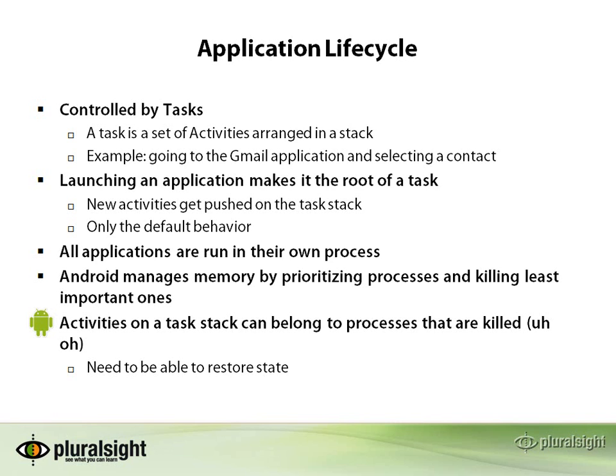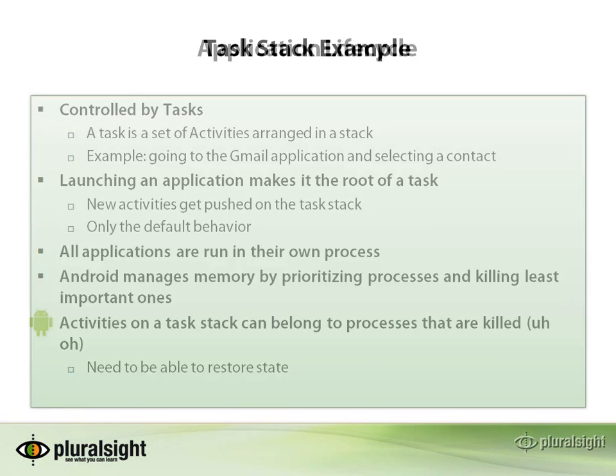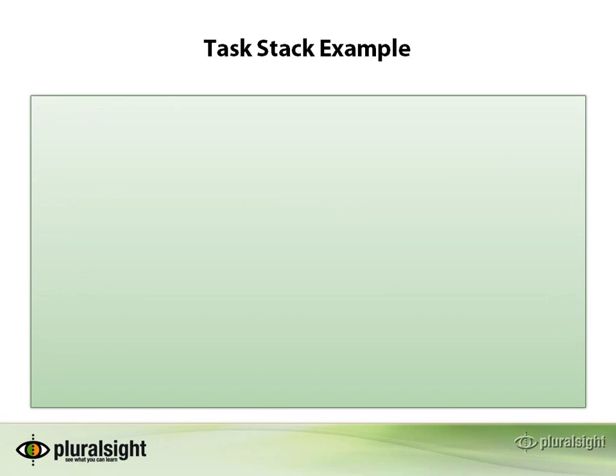So that task stack may have your Gmail application message and it may have your contacts. But when you go to contacts or you go somewhere else from contacts, it may need to kill that process that was running Gmail. So this could be a big uh-oh for us if we haven't thought about this. So one thing that we're going to have to be careful of in our applications is that we properly manage state. Since our application process can be killed at any time, we need to be able to save the state and restore the state. So let me go through a quick example here of a task stack.